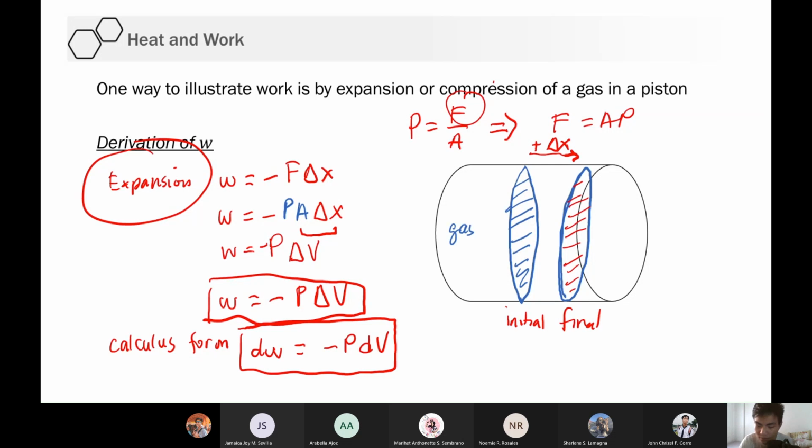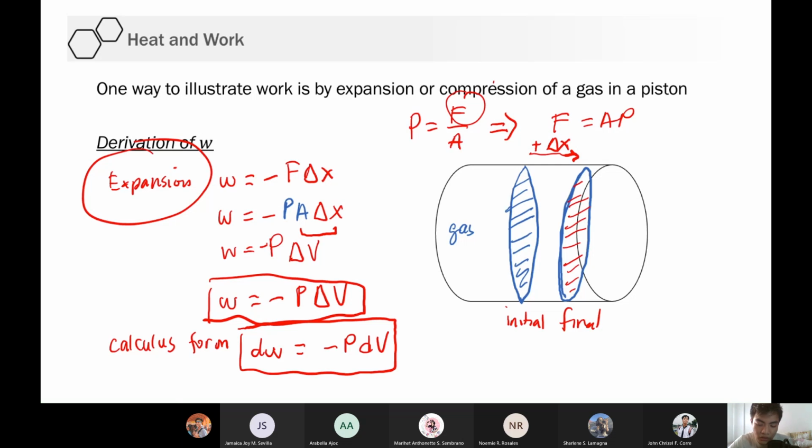Ayan yung derivation natin for the work if yan ay expansion. Take note of that kasi buburahin ko to. I need space to write the next one. So kapag expansion, work is negative P delta V. P is the pressure of the gas. Delta V is the change in the volume of the gas. The calculus form of this equation is this one. Ibig sabihin, magka-calculus tayo mamaya. Okay? Madali lang naman. Don't worry.